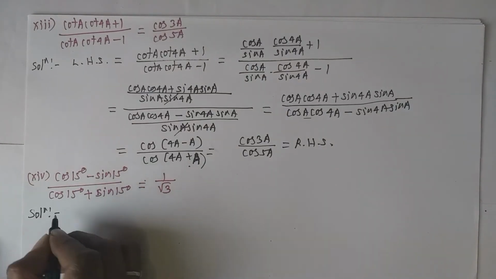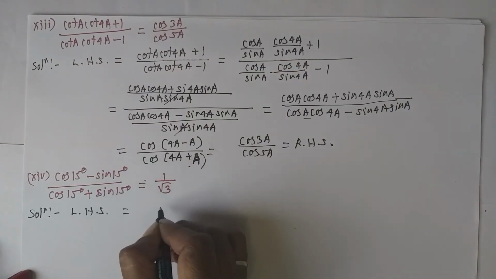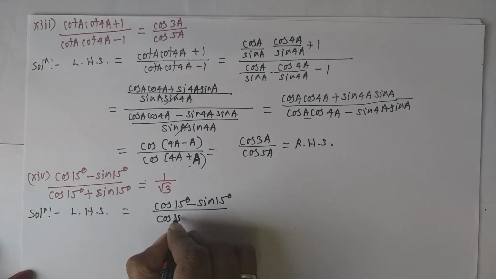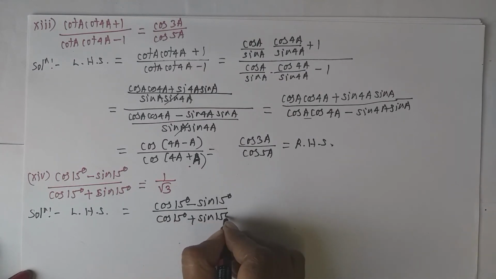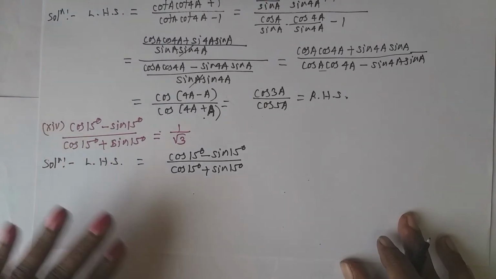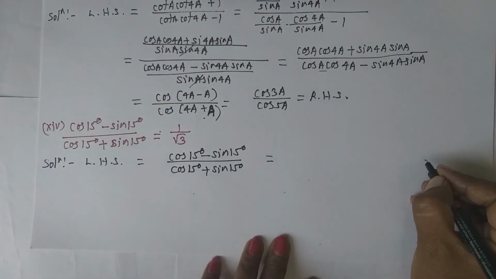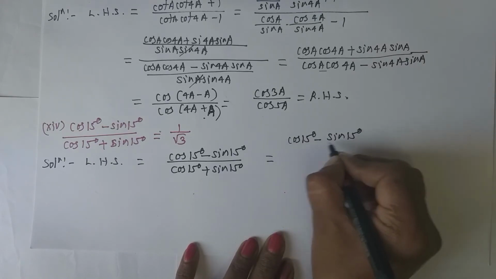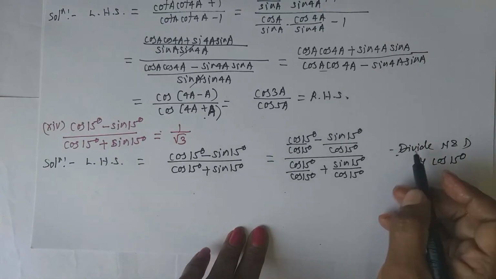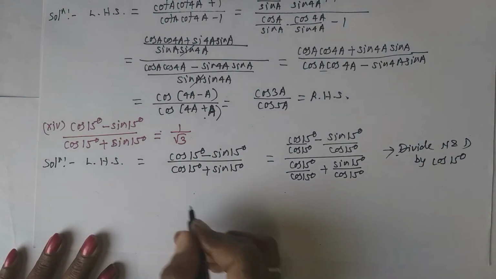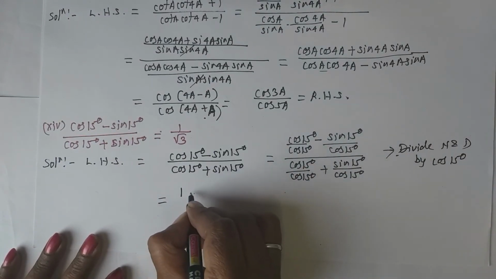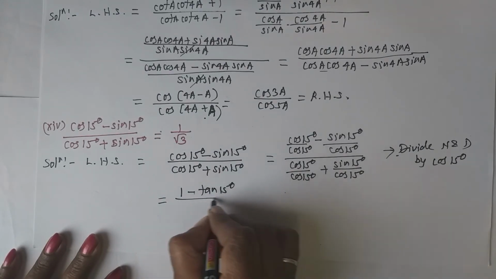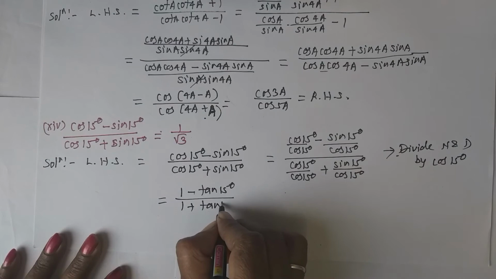In the solution, you write down left hand side as it is. This is cos 15 minus sin 15 divided by cos 15 plus sin 15 degree. You again here divide numerator and denominator by cos 15. Here, if I divide numerator and denominator by cos 15, see here, I have divided numerator and denominator by cos 15 degree. Then what will be this? This cos will get cancelled. This will be 1 and this sine divided by cos means tan 15 degree. Here again same, 1 plus tan 15 degree.